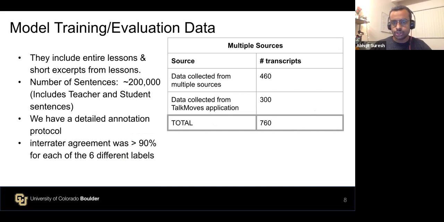So the data that is used to train the deep learning model was collected from two different sources. The first source of the data was collected from the internet, from multiple sources, such as a teaching institute channel. We had around 460 transcripts from that data source. The second data source is the data collected from the TalkMoves application.